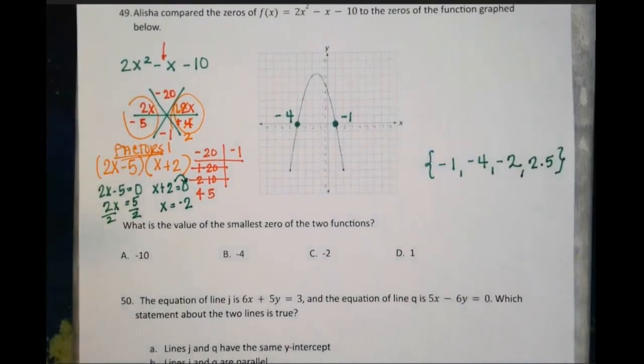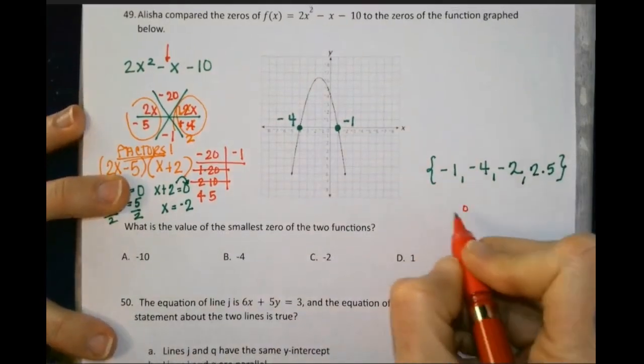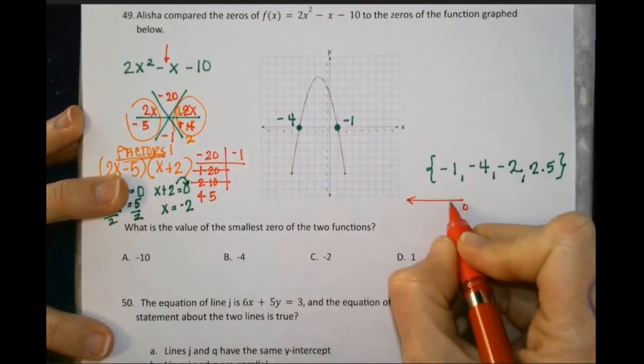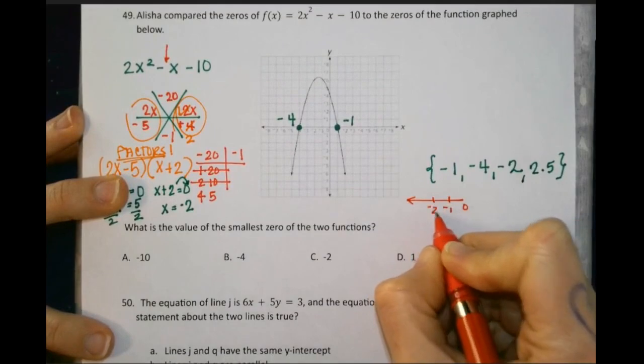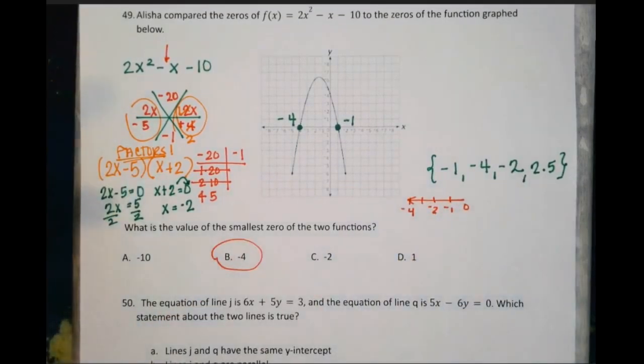Which one is the smallest? They gave you a long list of negative numbers. Smallest means it's the furthest away from 0 to the left. So we're going to go negative 1, negative 2, negative 3, negative 4. So negative 4 is going to be our answer to that puppy.